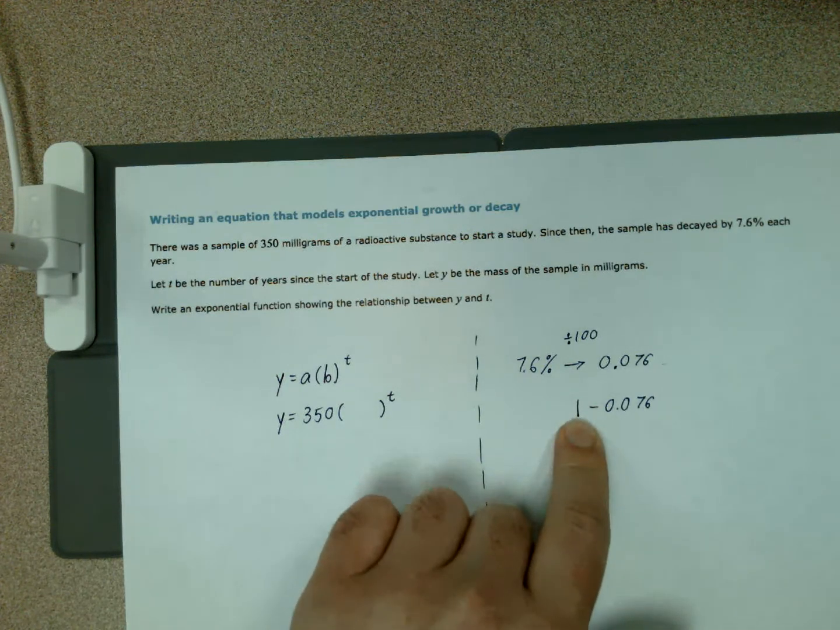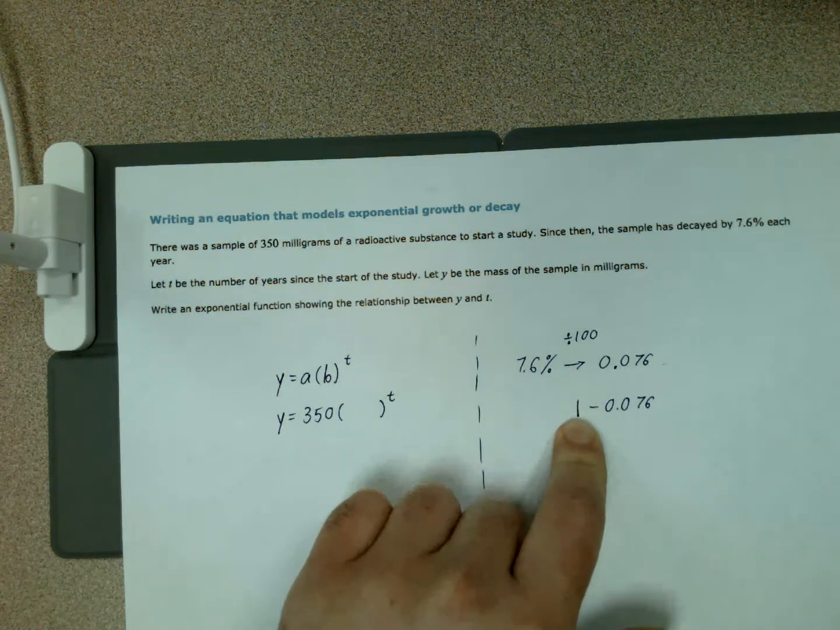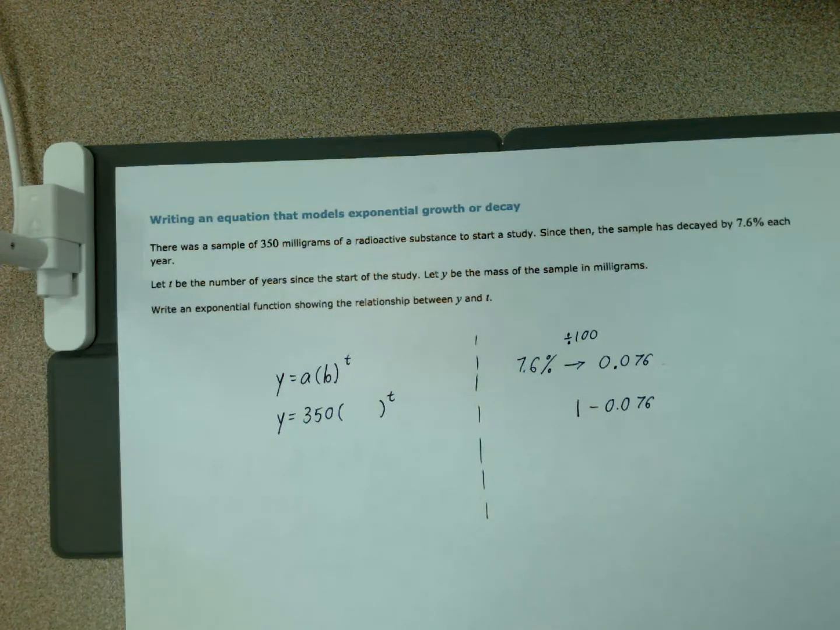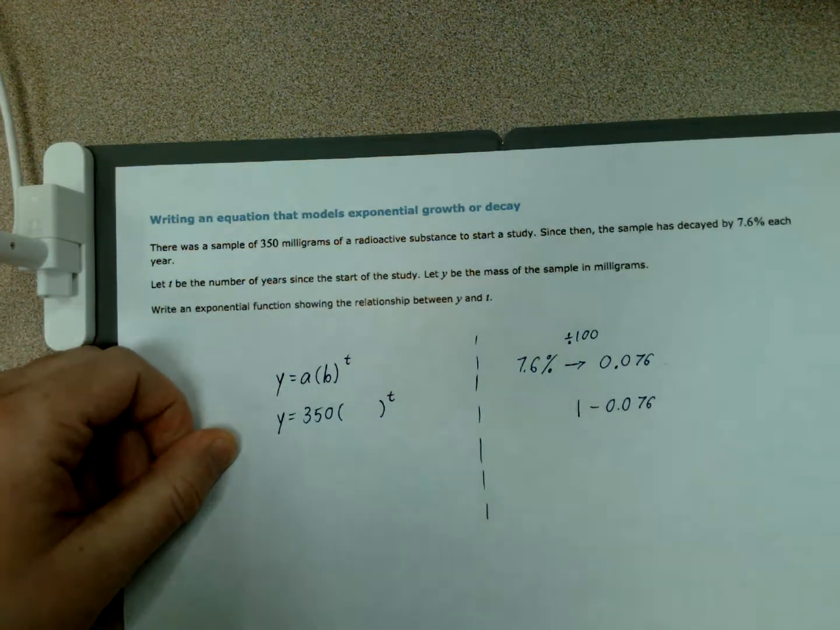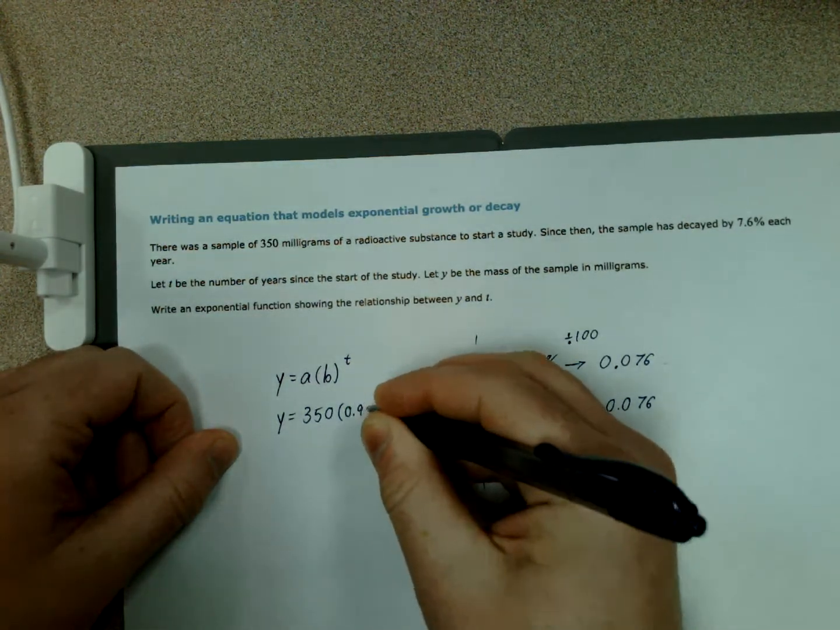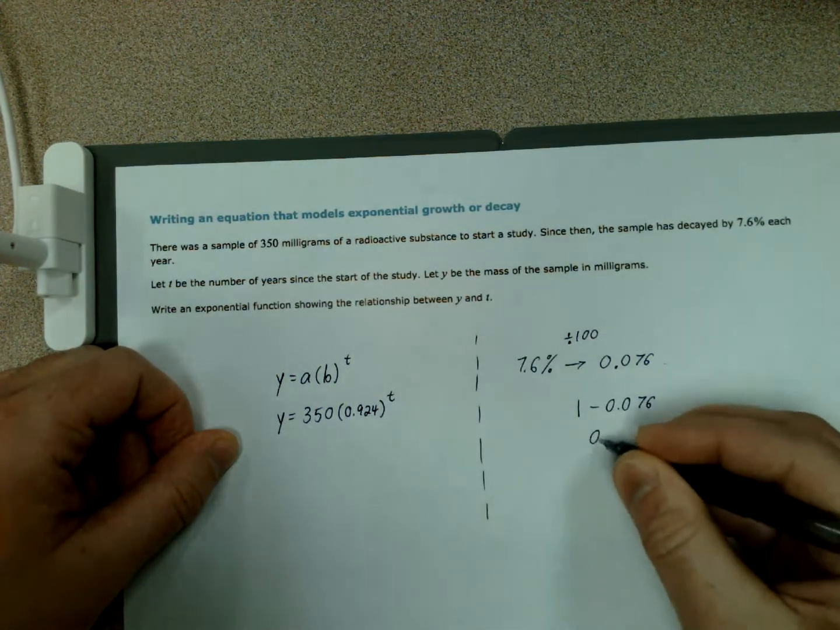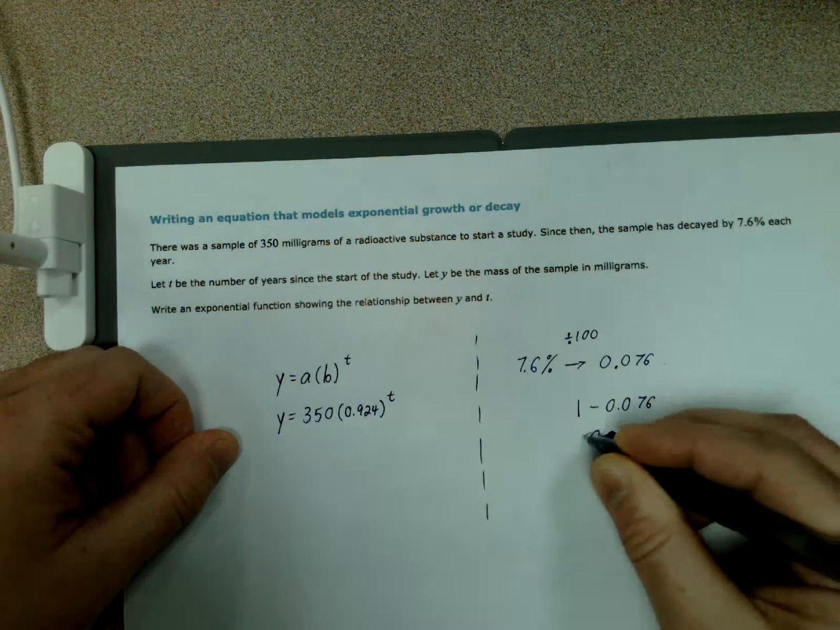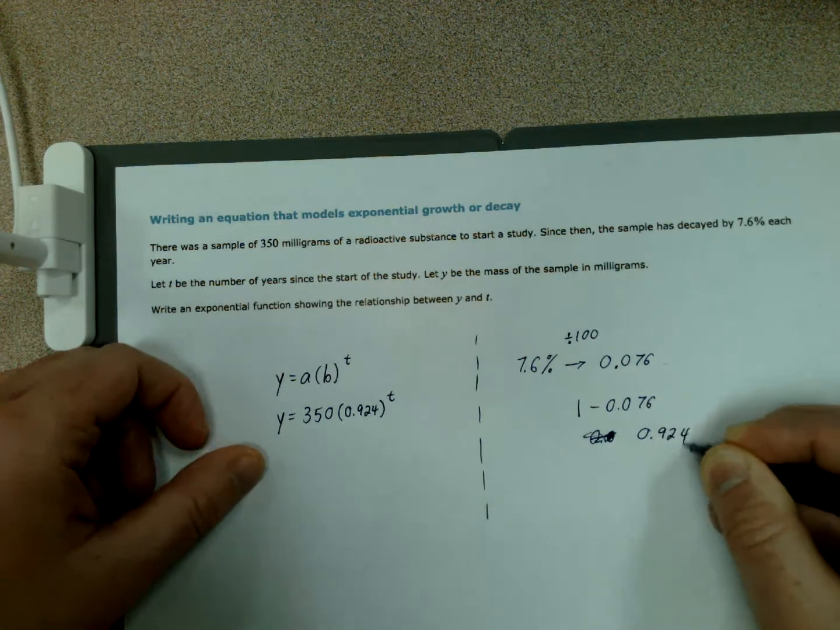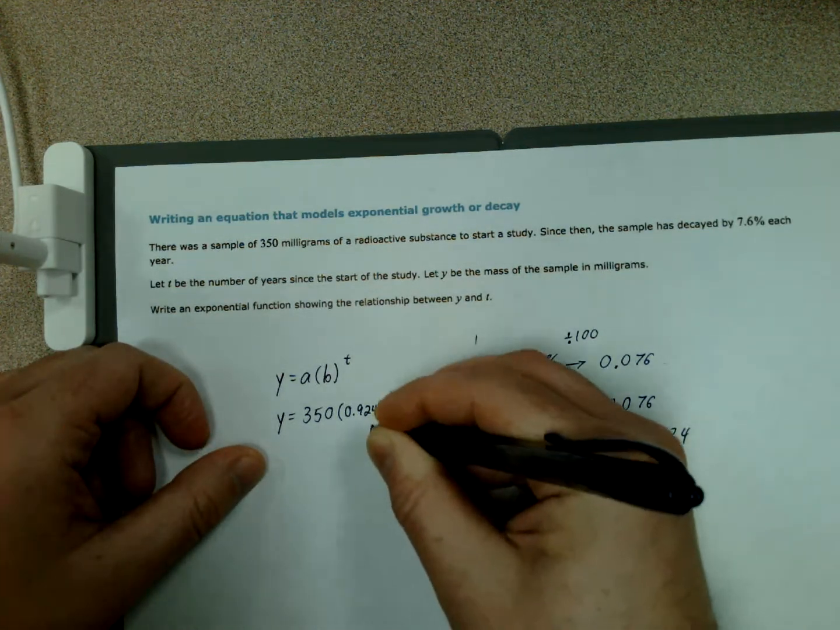Anyway, so we have 1 minus 0.076. Be very careful with your zeros and decimal points here to make sure everything lines up. And you should get 0.924 from here. And that is the rate that goes right there.